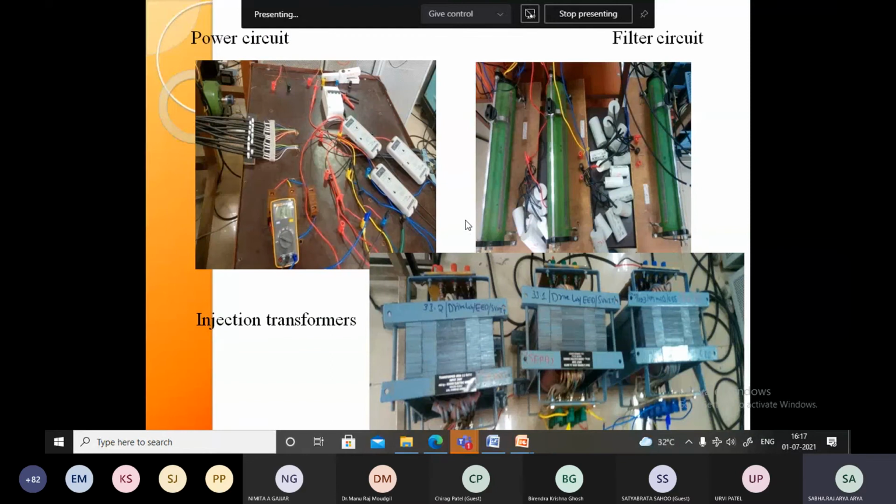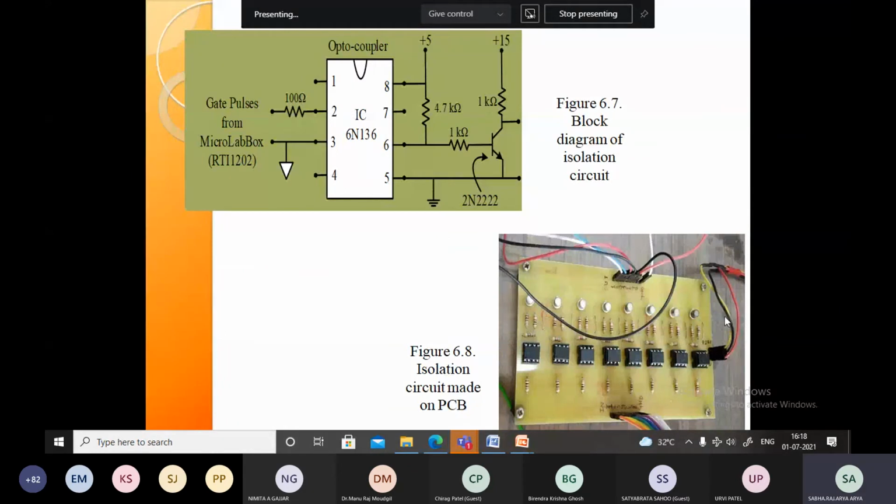Again, this is for the DVR circuit. We have separately run the DVR for their setup only. This is a circuit for the interface between the power circuit and the control circuit. You can see amplification and isolation.